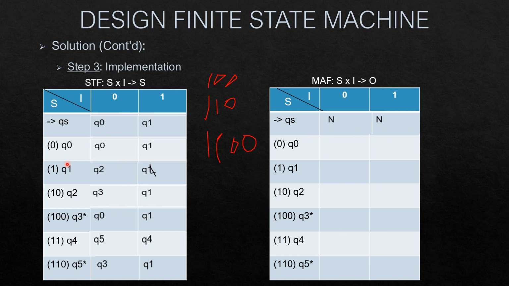So here, other than Q3 and Q5 state, each non-final state will have no as the output, and Q3 and Q5 will have yes as the output generated. So that is our STF and our MAF table. In case the speed of the video is too fast, you can pause, solve the question and check the solution.